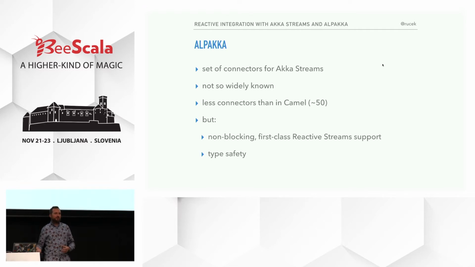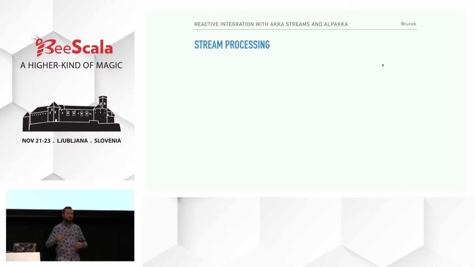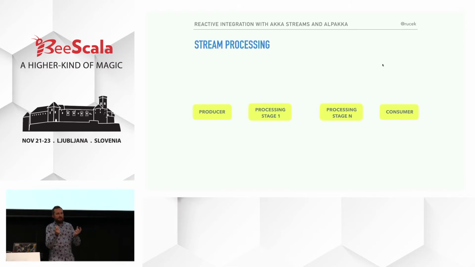And before we go to the demo to show you how Alpakka actually works, let's have a quick recap of stream processing and what reactive streams actually are. So in a stream processing pipeline, there are some typical components. There is a source of your data that you can call a producer. There is some destination for your data, you can call it a consumer. And there are some stages in the middle that actually process the data. And of course, there is data flowing from the producer to the stages to the consumer.